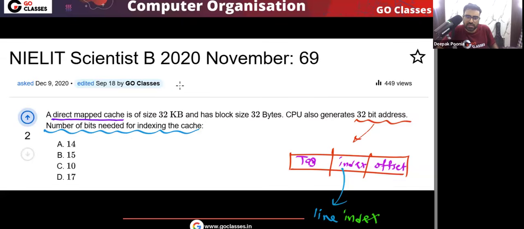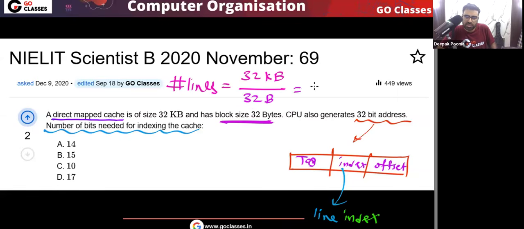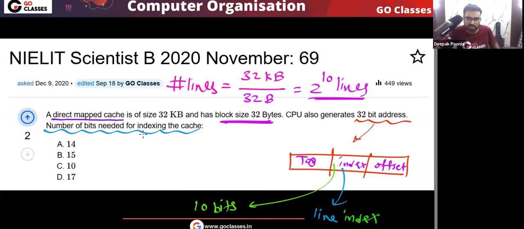How to find the number of lines? Number of lines is equal to the cache memory size, 32 KB, divided by the line size. Line size is equal to block size, that is 32 bytes. So you can see the number of lines is equal to 2 power 10. These many lines we have in the cache memory. If you have 2 power 10 lines in the cache memory, then for the index field we need 10 bits, because in a direct mapped cache, index means line index. So here, the number of bits required for indexing the cache, the answer will be option C.